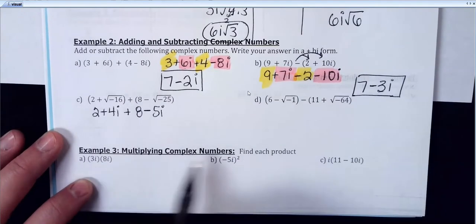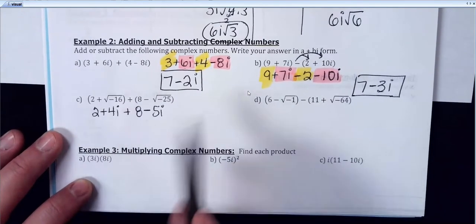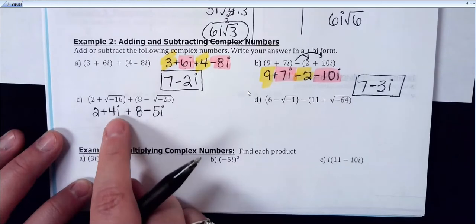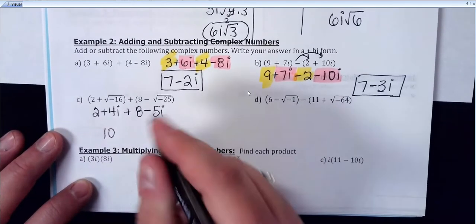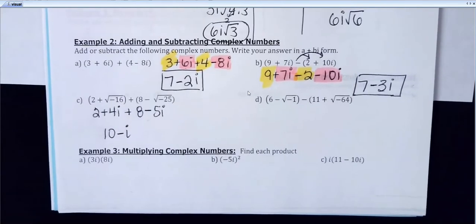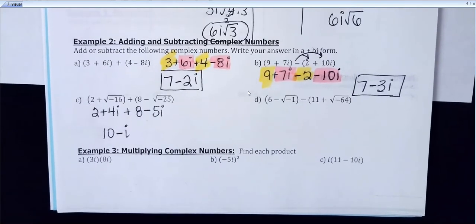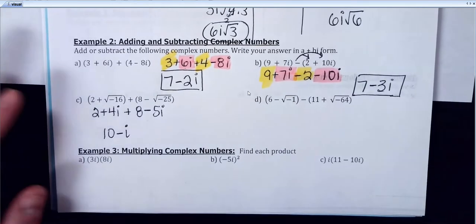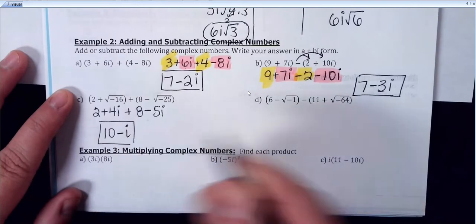Once you're there, you're just going to take the real numbers. You got 2 and 8, so that's 10. And you've got 4 minus 5. So that would just be minus 1i or just minus i. Typically, if it's got a coefficient of 1, you won't see the 1 written in front of the number there. Okay, now I got one more.